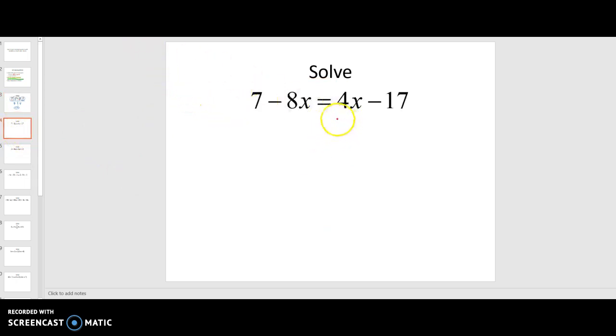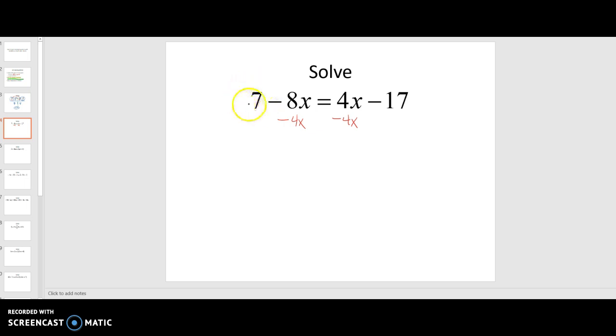So the next one, right, I look and I see I have no distributing on the left side, no distributing or combining like terms on the right side. So I'm at the step where I'm going to bring the variables to the left and the constants to the right. So what variable do I have to get rid of on the right side? The 4x. So I subtract 4x. What do I line it up on the left side? The 8x.